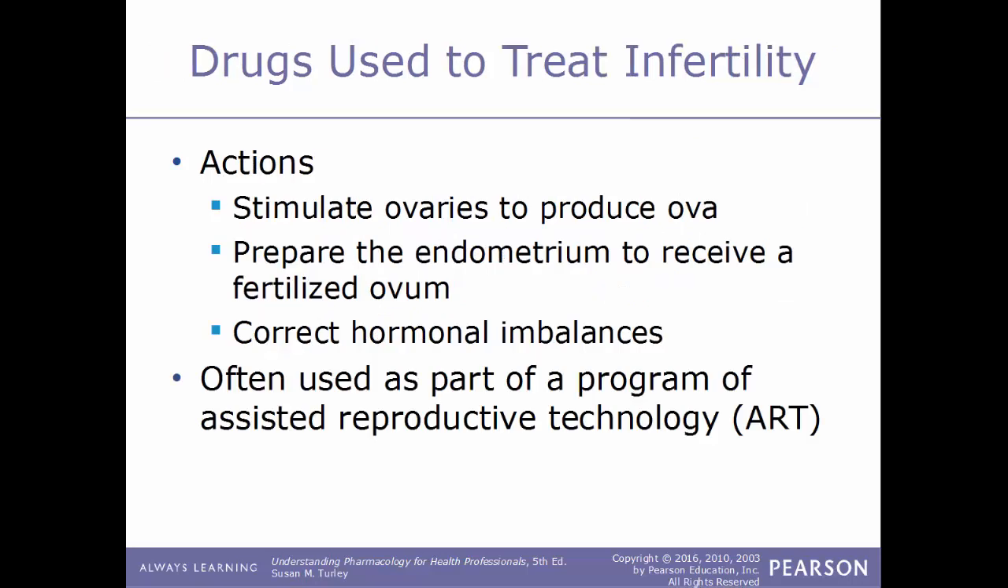Alright, now we'll talk about drugs that are used to treat infertility. And in general, the way that these kinds of drugs will work: they will stimulate the ovaries to produce ova, they will prepare the endometrium to receive a fertilized ovum, and they will correct any hormonal imbalances. These are often used as a part of a program of ART, assisted reproductive technology.